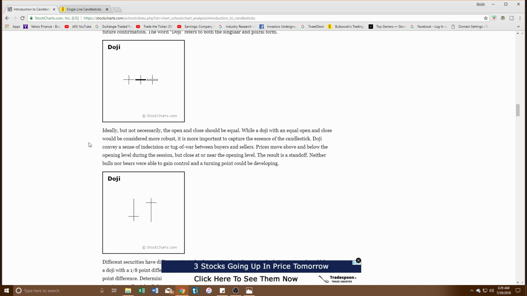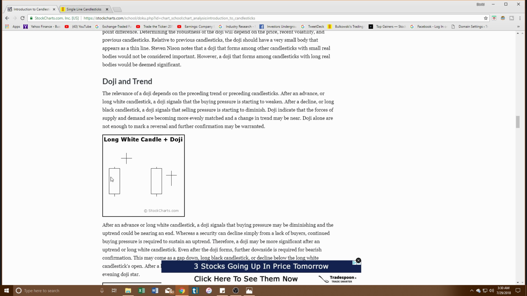Doji convey a sense of indecision or tug of war between buyers and sellers. Prices move above and below the opening level during the session, but close at or near the opening level. The result is a standoff. Neither bulls nor bears were able to gain control, and a turning point could be developing. And these are more effective on daily charts. And again, you would normally see these at the top or bottom of charts or in the middle of charts when a stock is consolidating.